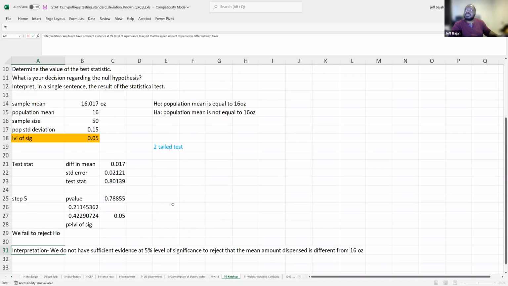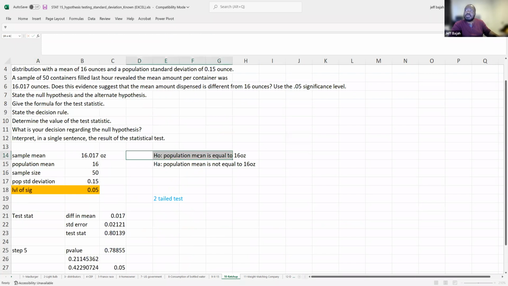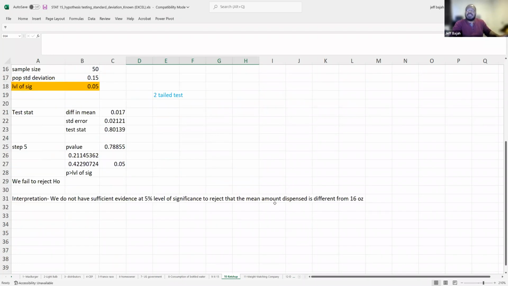All right. So you can see that means that we're not rejecting this. We don't have enough evidence to reject this. This is not to say that this is correct. It just means that maybe we need to sample more. But at this point, we don't have enough evidence to reject what is being said here.